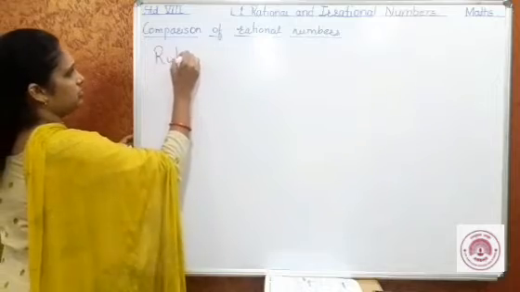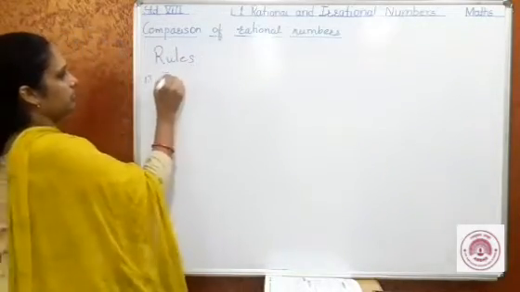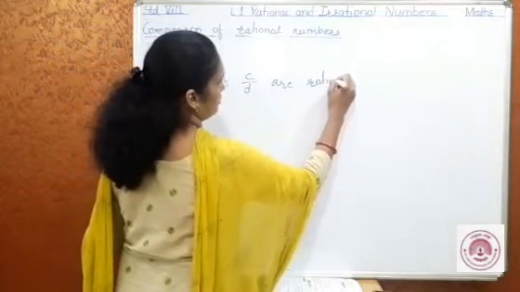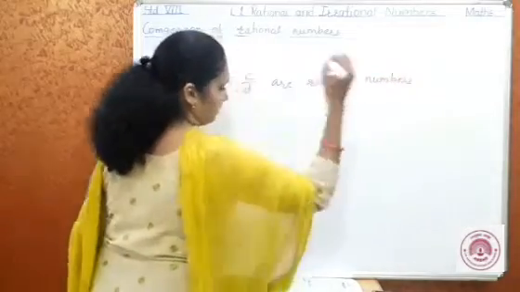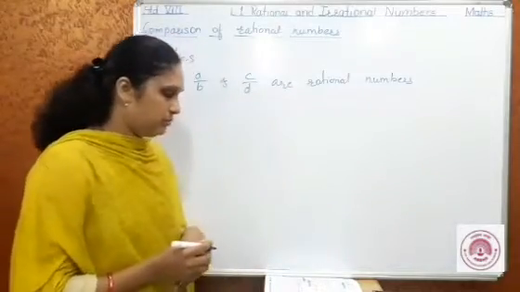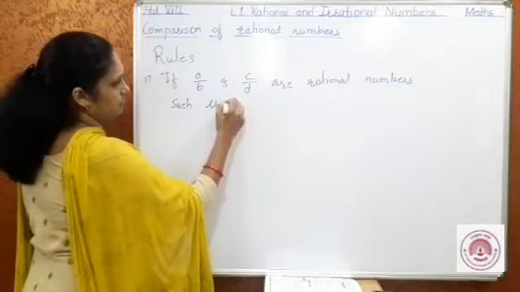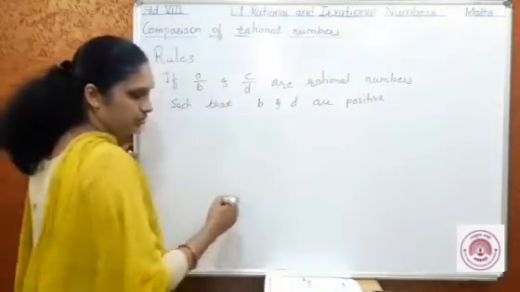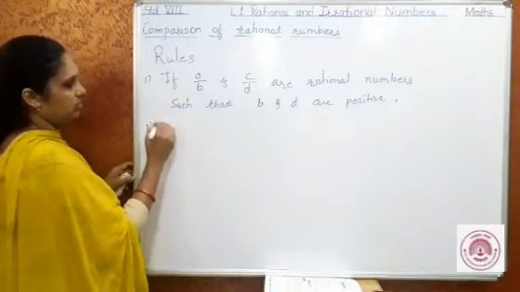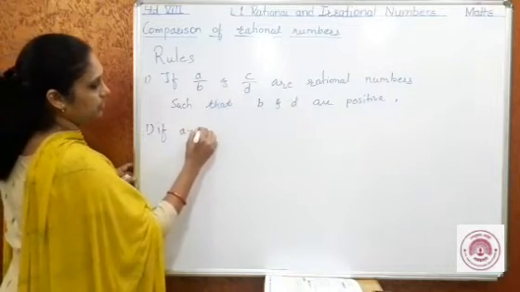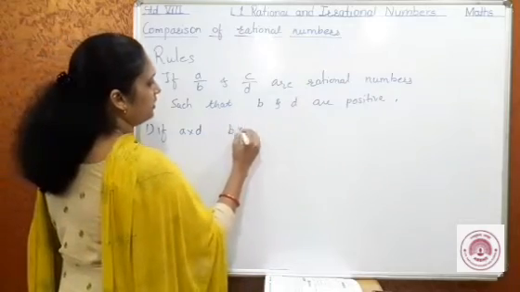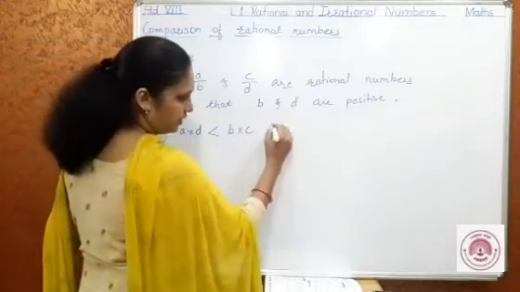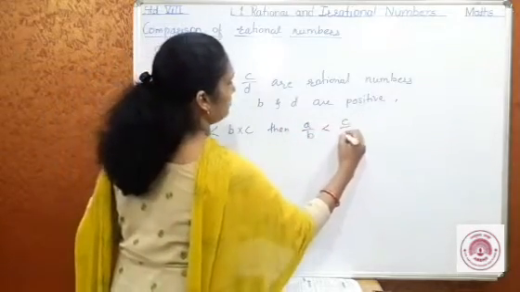So the first rule is, if A upon B and C upon D are two rational numbers such that B and D are positive, then if we multiply crosswise, that is A into D and B into C, and if A into D is less than B into C, then we can say A upon B is less than C upon D.